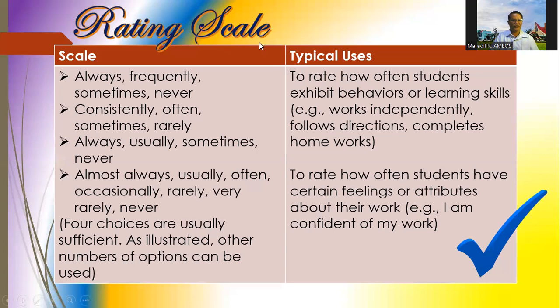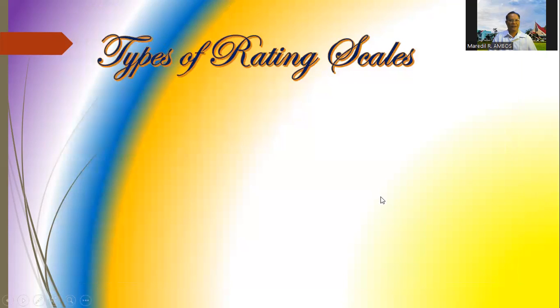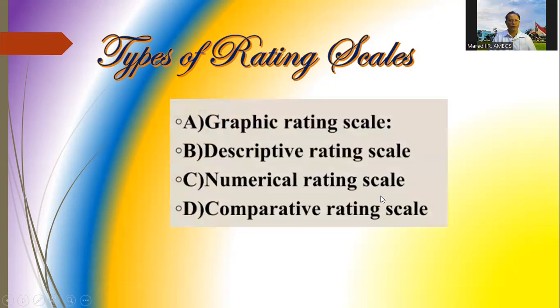With regards to the scale, this is the typical use: to rate how often students exhibit behaviors or learning skills, for example, works independently, follows directions, completes homework. So you have the 4 scales: always, frequently, sometimes, and never. Another is to rate how often students have certain feelings or attributes about their work. For example, I am confident of my work. Students would answer always, usually, sometimes, or never. So that's it.